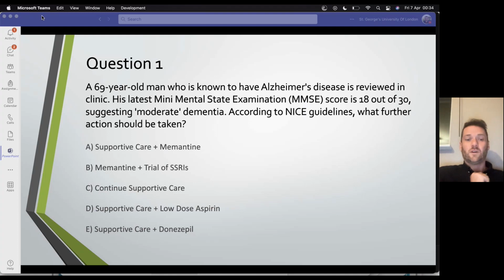All right. Here we go. Question one: a 69-year-old man who's known to have Alzheimer's disease is reviewed in clinic. His latest mini mental state examination score is 18 out of 30, suggesting moderate dementia. According to NICE guidelines, what further action should be taken?